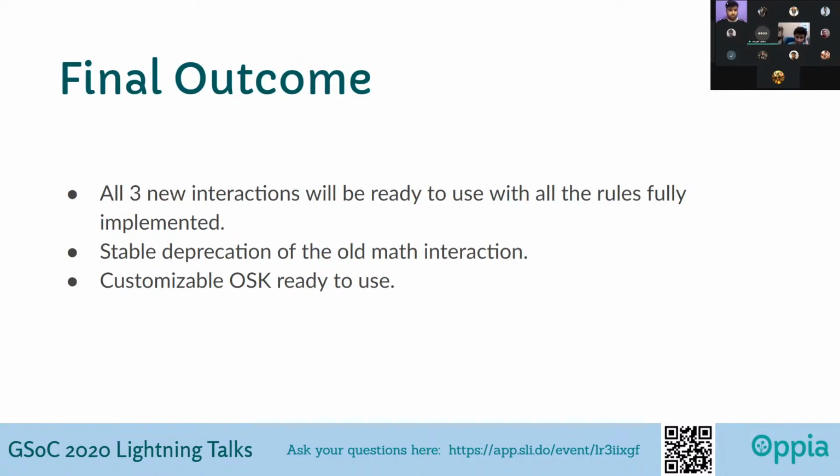Okay, so as the final outcome, all 3 new interactions will be ready to use with all the rules, and the old interaction will be completely removed from the code base, so no code will be referencing the old interaction, and any explorations that were using the old interaction will now be using the appropriate new interaction. Also, a customizable OSK, as you saw in the previous slide, will be added.